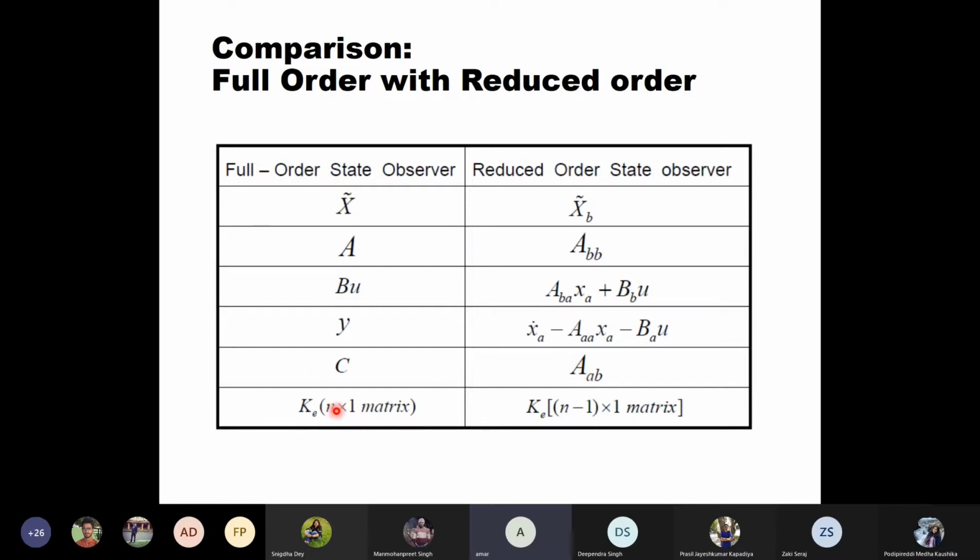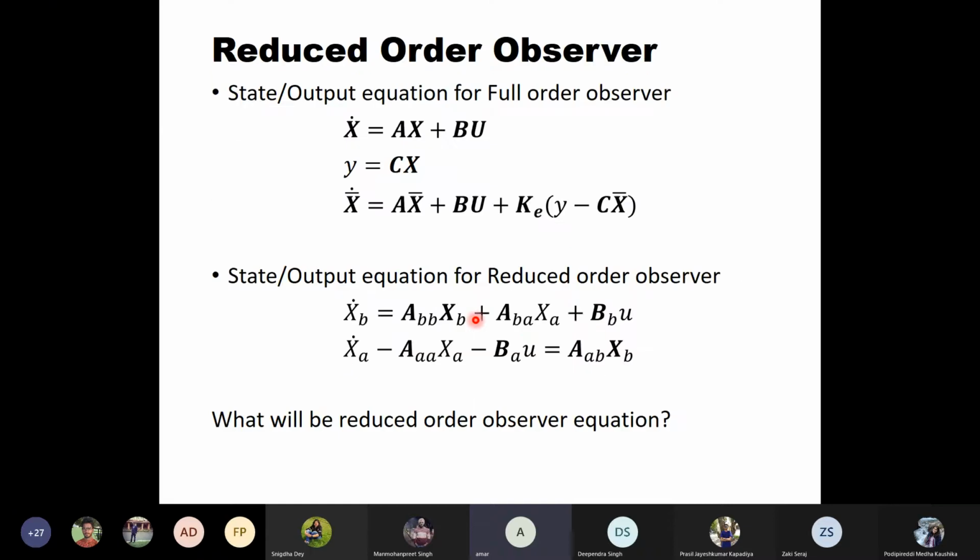The K_e will be an n minus 1 elements vector, because one state is already measured. Okay, so this comparison basically comes from these two equations. I hope this is clear to you.